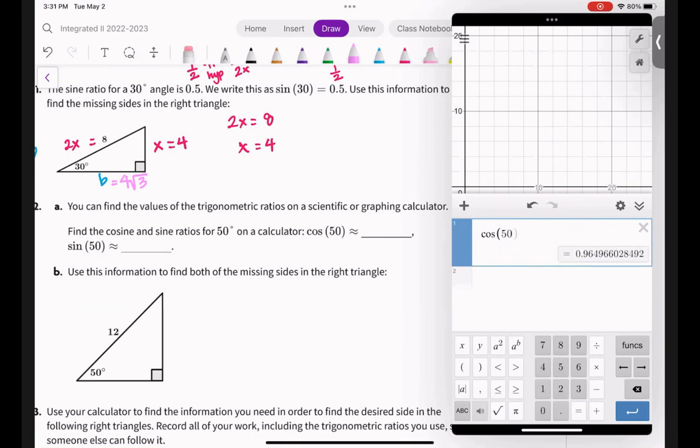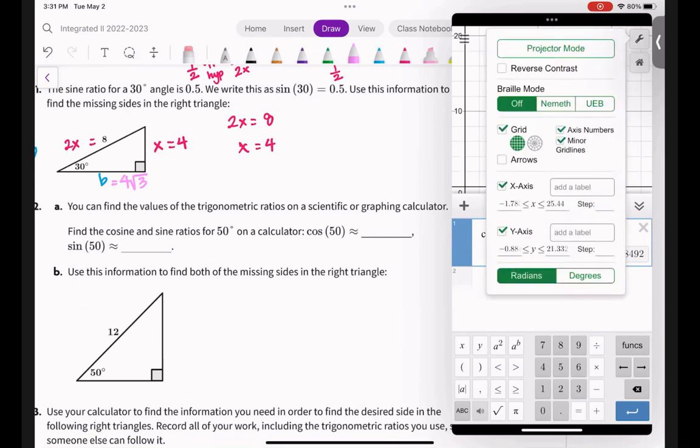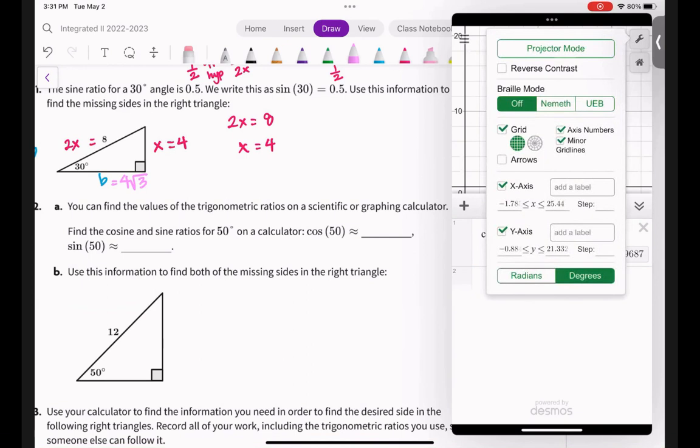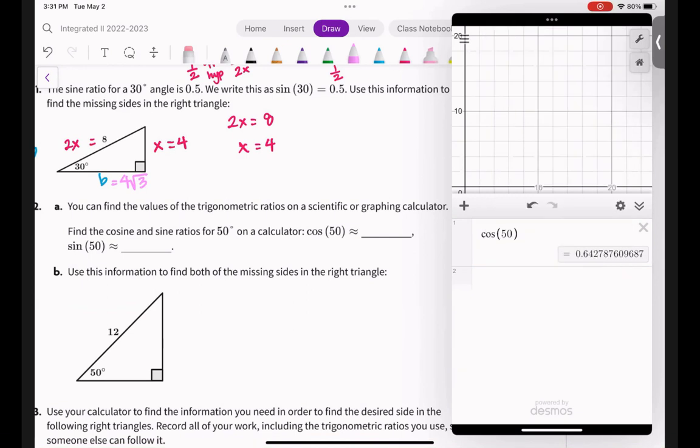The thing that you have to check, and I'm going to say this over and over again, and you're going to be like, Ms. Johnson, don't forget to change the degrees. Make sure that your calculator is in degree mode. Now, if you're not using Desmos and you're using a calculator that you hold in your hand, it'll say DEG or D or R or RAD somewhere. You want it to say D or DEG. Okay, so that's degrees. Oops, did I hit degrees? Cosine of 50. Okay, I did. Sorry. So the cosine of 50 degrees is 0.64.